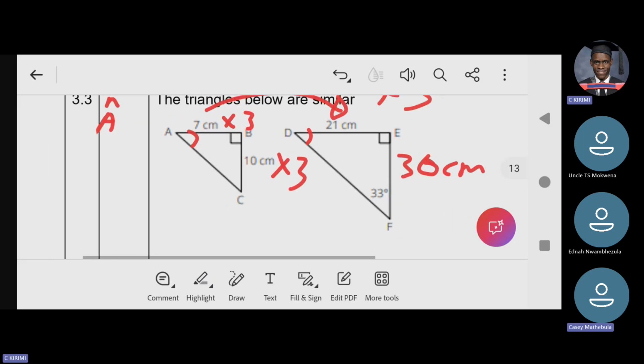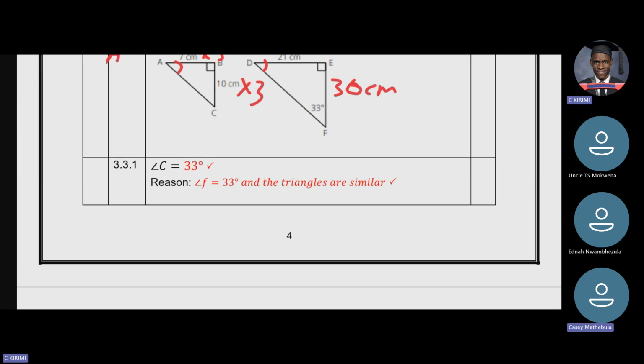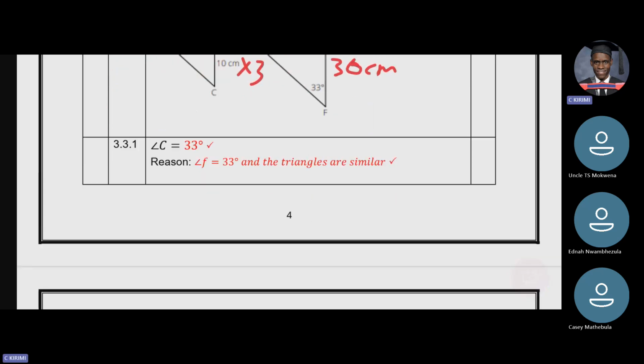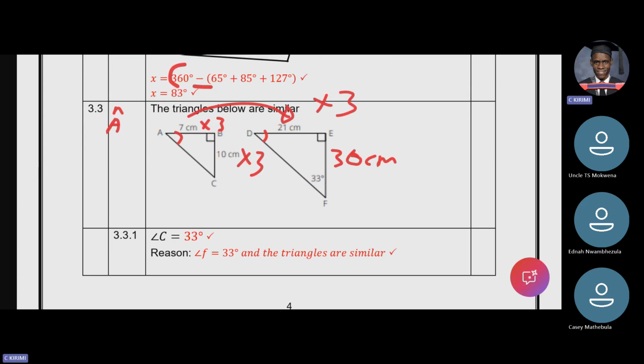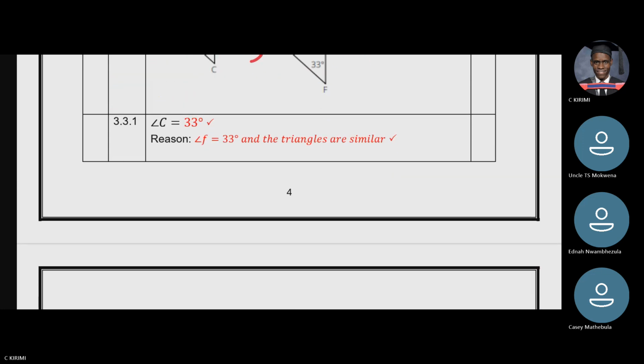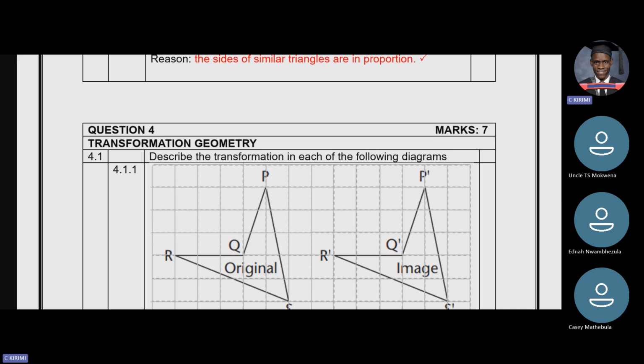So if you want the length of EF, you are just going to multiply by 3. These triangles are similar, which means their sides are proportional. They only differ by the scale factor. You don't add or subtract here. Always it's multiplication. What is the length of EF? 30 centimeters. Then we are done. Then we are going to geometry.